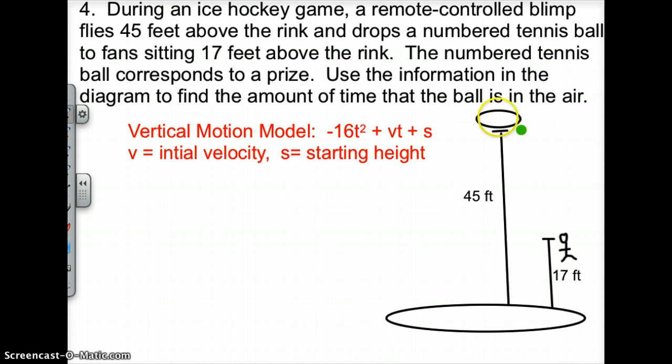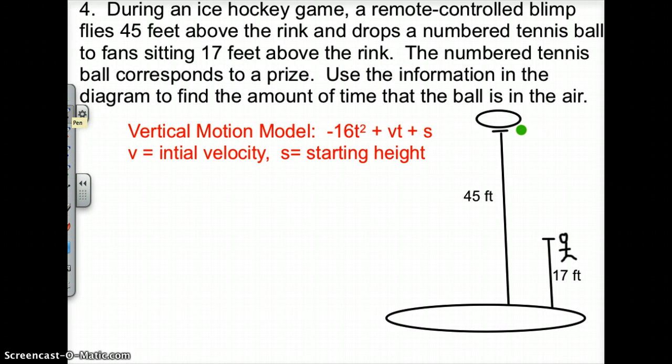So, you can use my nice little diagram that I have up here that I neatly drew to figure out this problem. Well, we dropped it from a height of 45 feet and we are going to catch the ball at 17 feet. Well, what's this involve? This involves the vertical motion model, right? Where our initial velocity is v and our starting height is s. So let's see if this vertical motion model will help us with this problem.